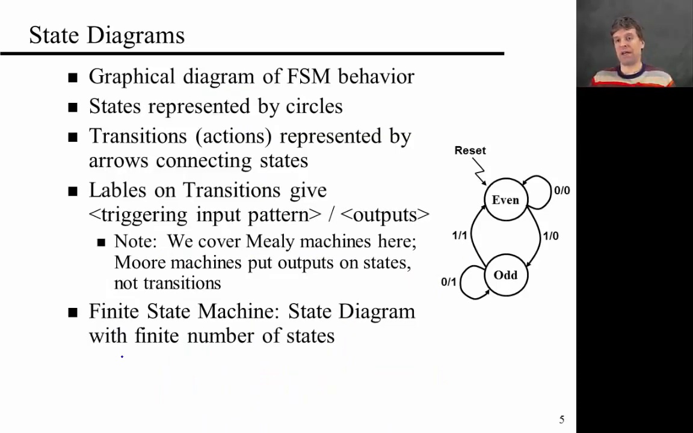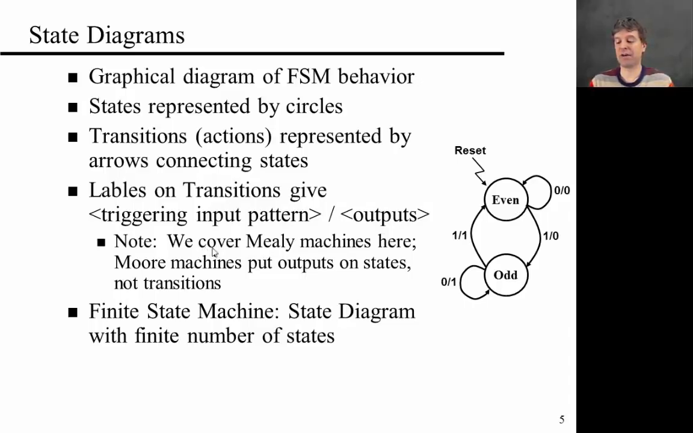Okay, so now to introduce this a bit more formally, let's first talk about state diagrams. State diagrams are a graphical representation of the finite state machine behavior. As I already said, states are represented by circles, transitions are represented by arrows connecting states, and labels on transitions are given in the format of triggering input pattern / outputs. And obviously, in this particular case there was just one input, one output, but you could have much more complicated patterns of inputs.